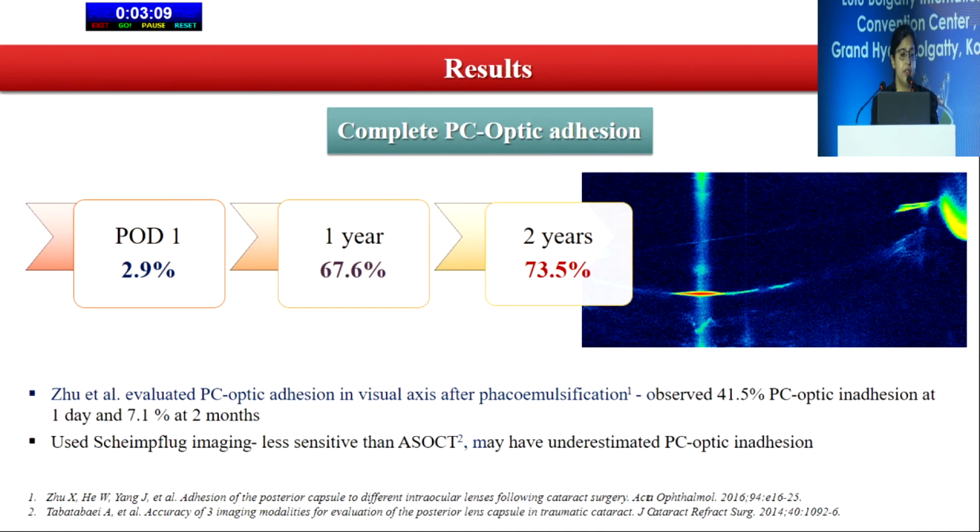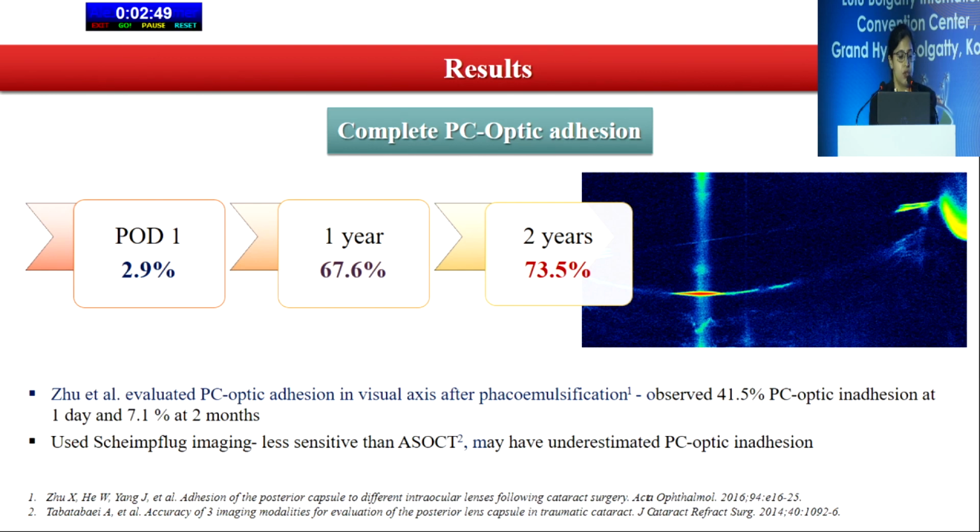So on postoperative day 1, 2.9% of our cases had complete PC optic adhesion. The figure increased to 67.6% at 1 year and 73.5% of cases at 2 years. Of note, more than 25% of cases at 2 years still had persistent PC optic non-adhesion.